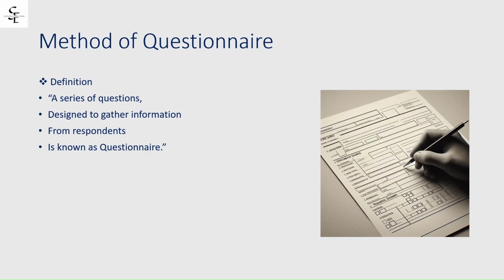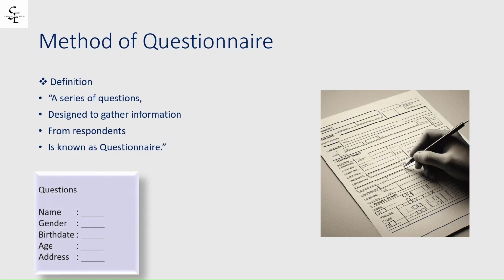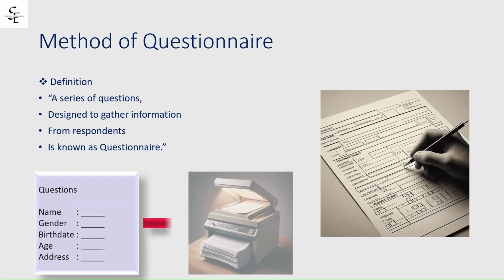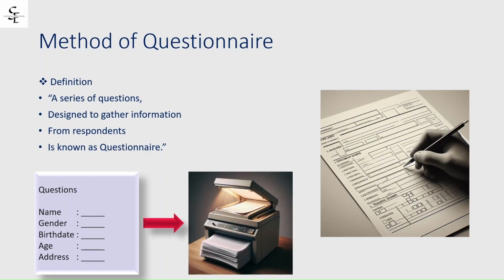A series of questions designed to gather information from the respondents is known as questionnaire. For example, if a person wants to gather details like name, gender, birth date, age, and address, they will write these questions on a paper. This paper is called as questionnaire or survey form. Then they will make hundreds of copies of that paper and distribute them among the respondents to gather responses. I hope this example helped you in understanding the method of questionnaire.